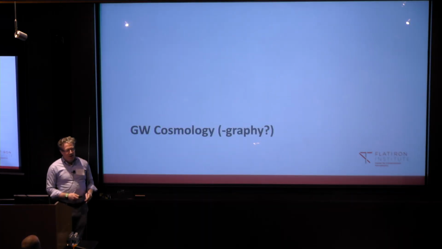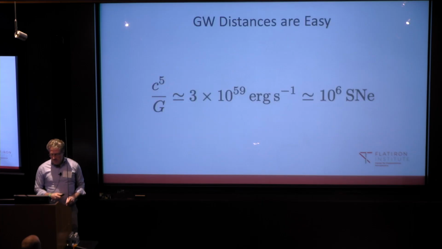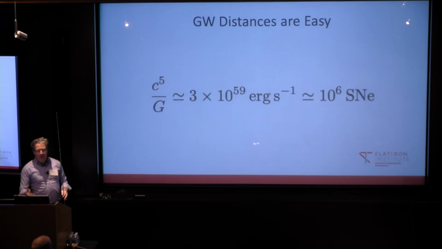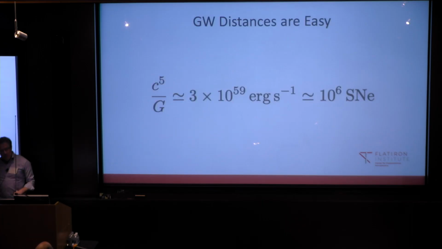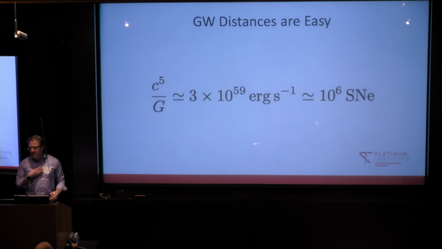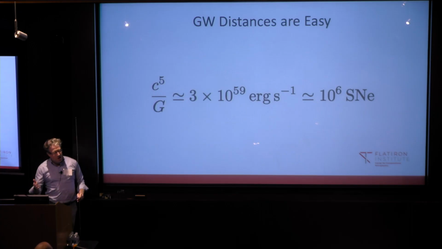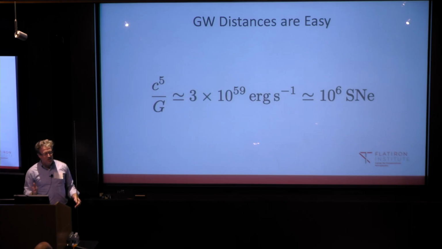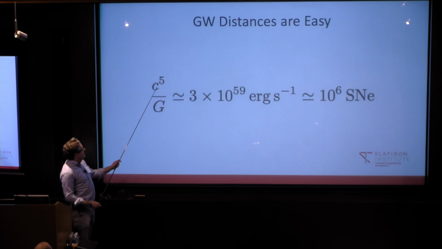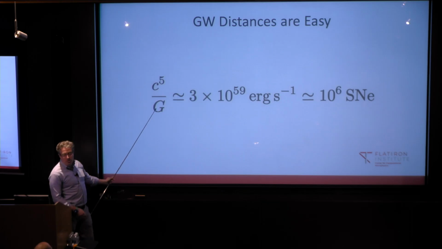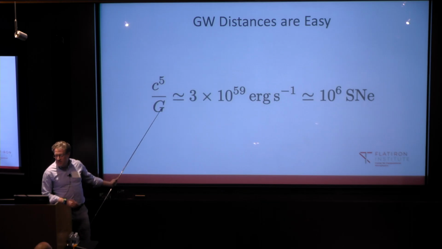Let's talk a little bit about cosmology. Another way that gravitational waves are different to electromagnetic observations is that for us, distances are actually easy to measure. Redshifts are hard for us. I'll come to that in a moment. But distances are easy. And the reason that distances are easy is this: c to the 5th over G is a luminosity. It's a constant of nature.